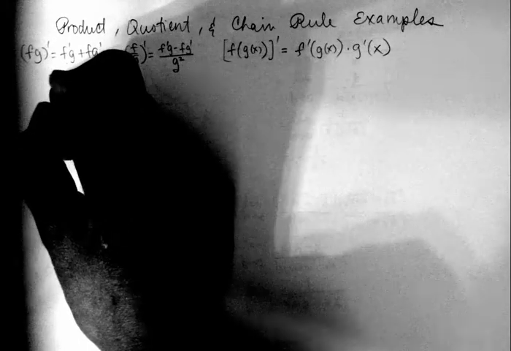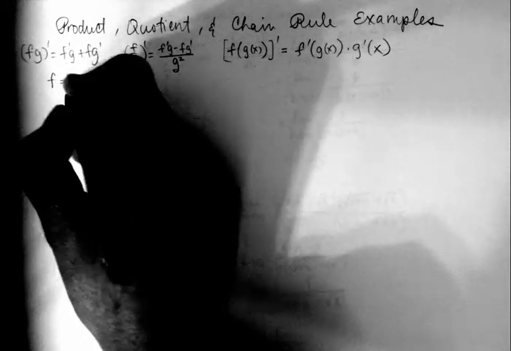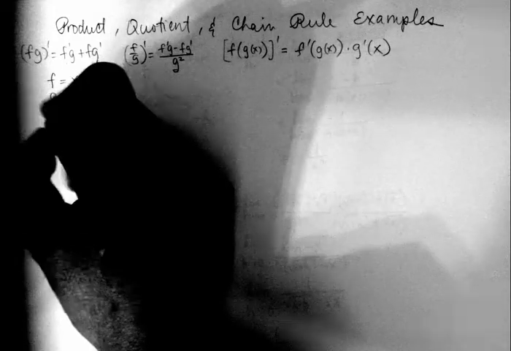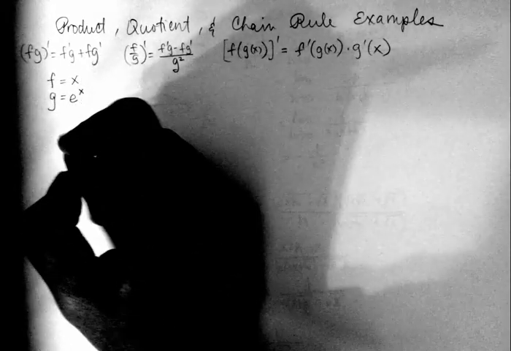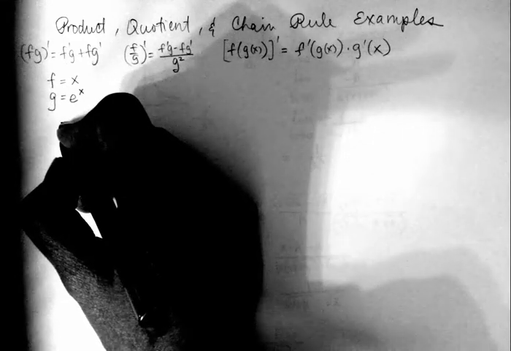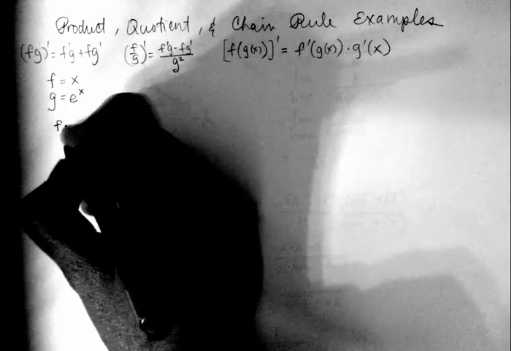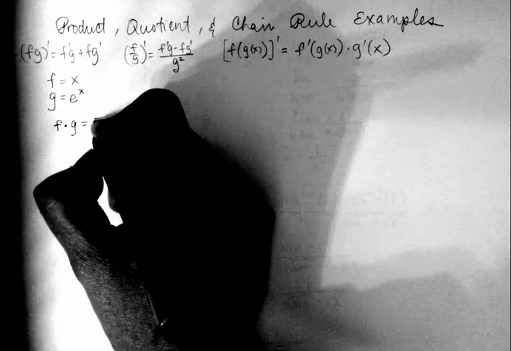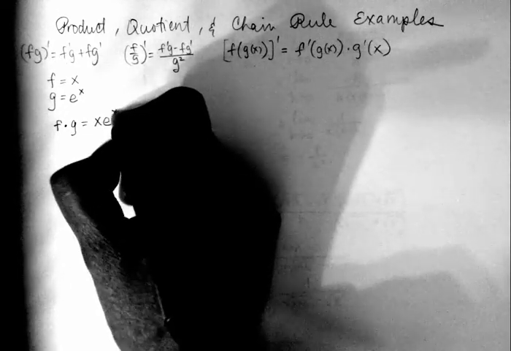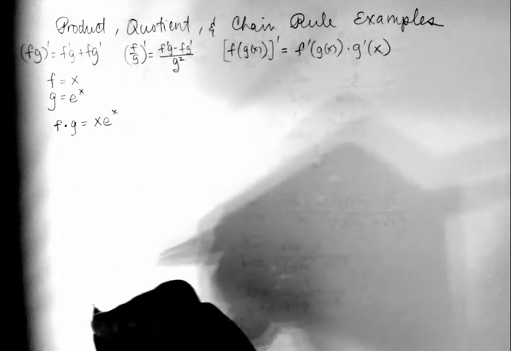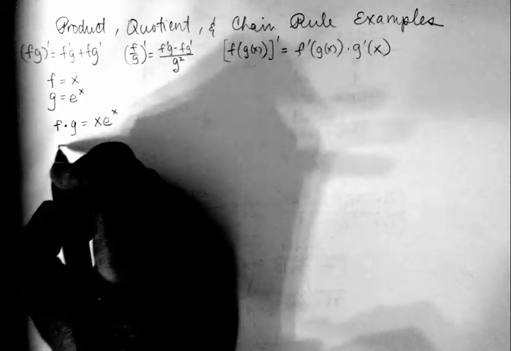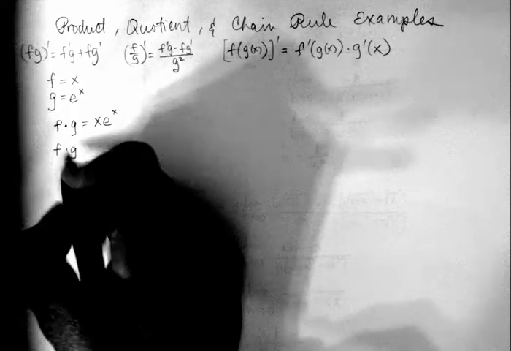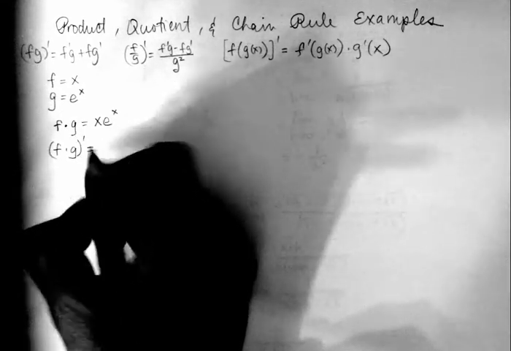So let's start with f equals x, g equals e to the x. So let's look at f times g. f times g is x e to the x, x times e to the x. Let's see what the derivative is.